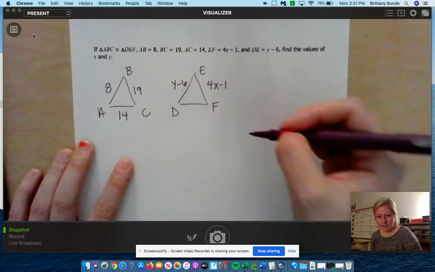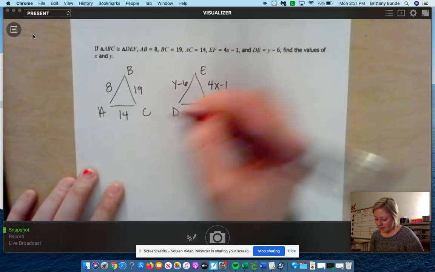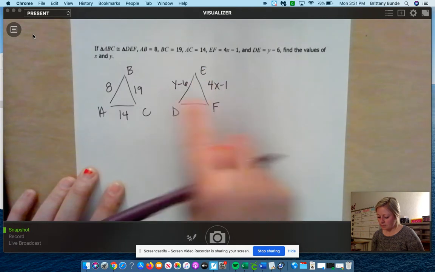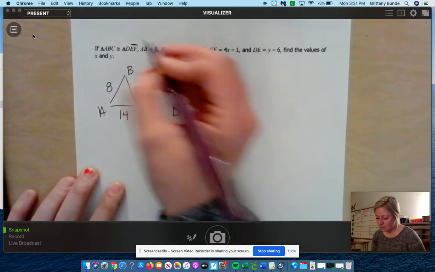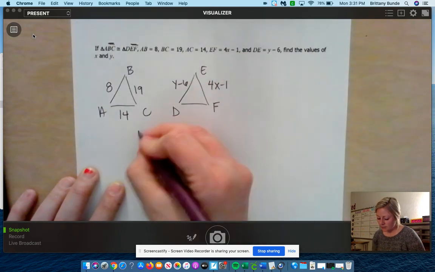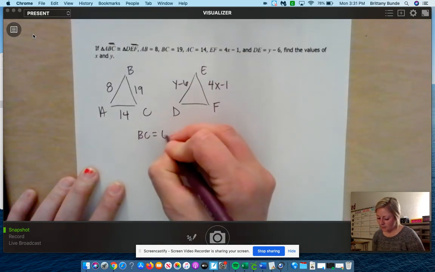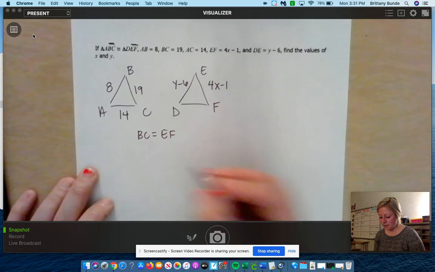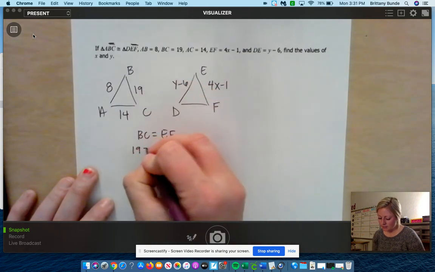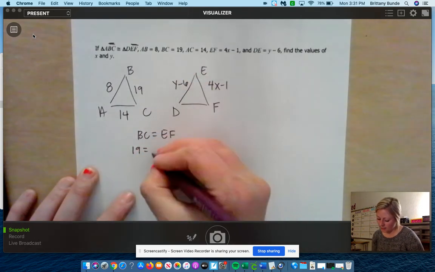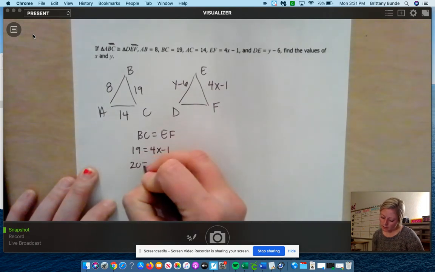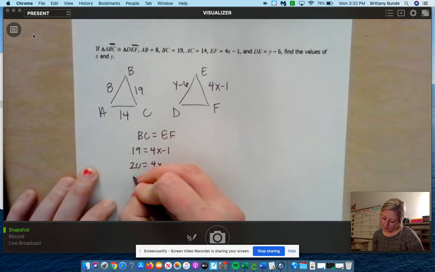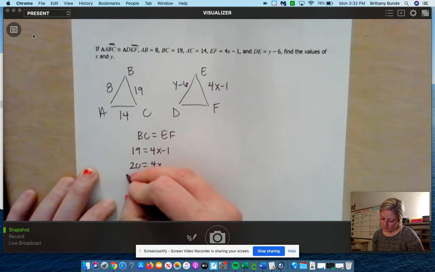Let's start with x. If we notice EF is congruent to BC. You could either look on the triangles you just drew, or EF as the last two letters, and so are BC. So we know that these two things are equal, and now I can just substitute in. If BC equals 19, what does it match over here? 4x minus 1. And now we solve. Add your 1 over, we get 20 equals 4x. Divide by 4, we get 5 is equal to x.